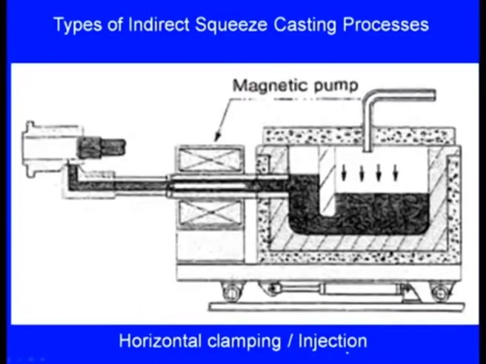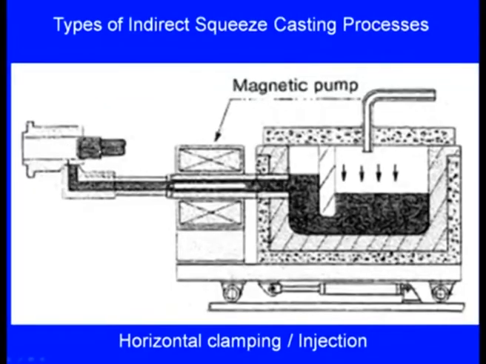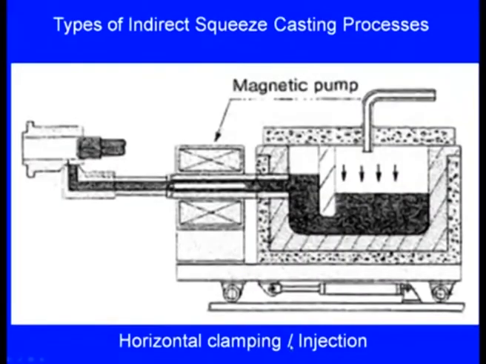Finally, horizontal clamping and horizontal injection. Here we can see these are the dies, and they are clamped horizontally, and this is the punch. The molten metal is coming here like this and it will be going inside the die cavity, and here there is a piston. This piston will be applying pressure on the molten metal and continues to apply pressure till the solidification is over. So, here it is the horizontal clamping and horizontal injection.